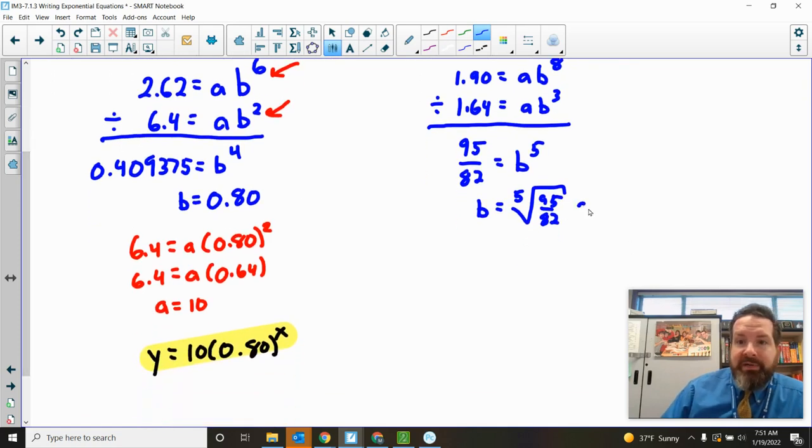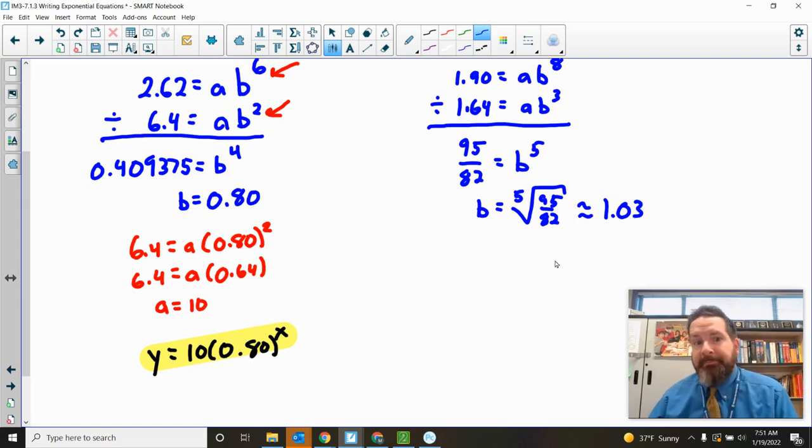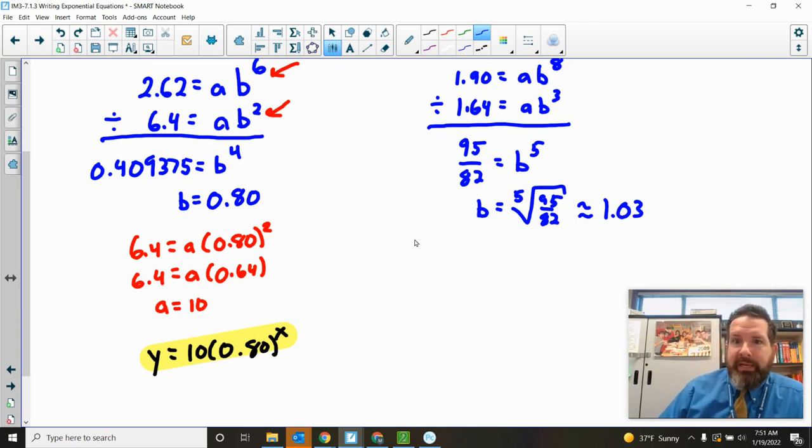Let's see if this comes out even close to being nice. Not really. 1.0, now 298689. So no matter where you choose to round, it's going to be right around 1.03, sticking kind of with our 2 decimal guideline. Okay, so if b is about 1.03, let's then use one of these equations. I'm just going to pick this one since that's what's right there.